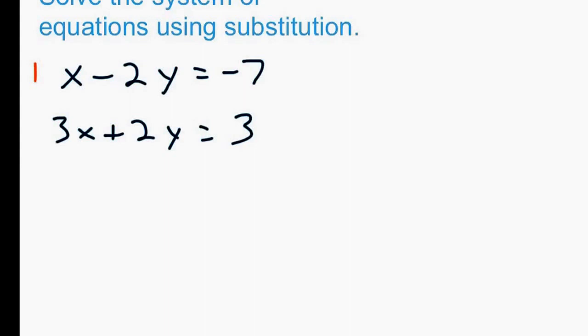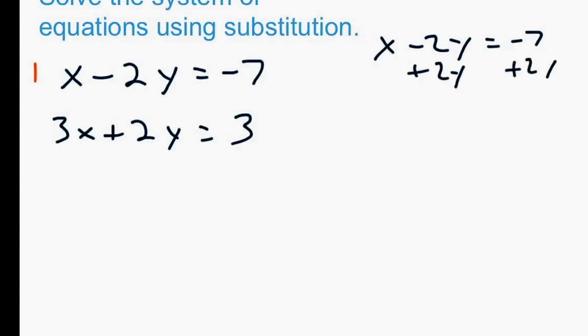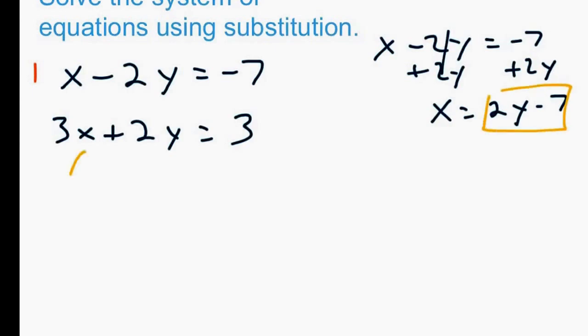We've had problems like this year where we've had to get one variable by itself and there was more than one variable in the equation. So I'm going to use inverse operations. I'm going to add 2y to both sides. So that cancels. X equals 2y minus 7. So now I have it. X equals 2y minus 7. So I can come over here and where x is, substitute in 2y minus 7. So that's what I'm going to do.